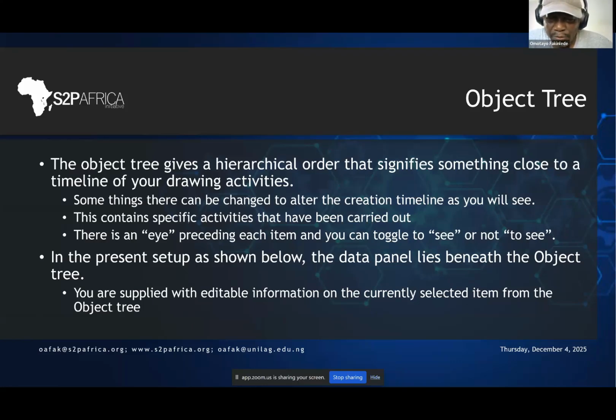In the present setup as shown below, the data panel lies beneath the object tree. In some situations, you'll see the data panel lying on the right side of the page, depending on how big your screen is and depending on what settings you made. You are supplied with editable information on the current selected item. You can go into the data panel and make changes to the information it is giving you on the visible and currently active drawing element or drawing position. So you can get information, but the information you are getting can be edited.